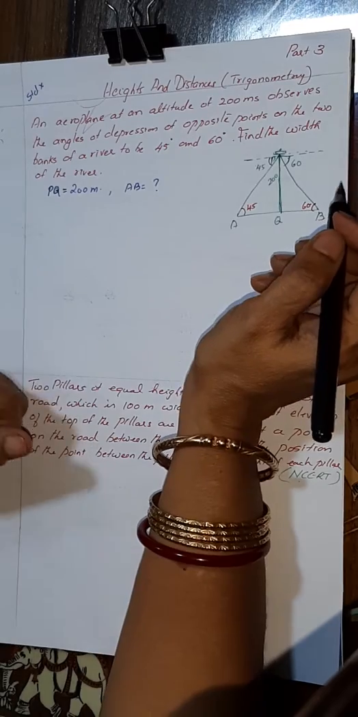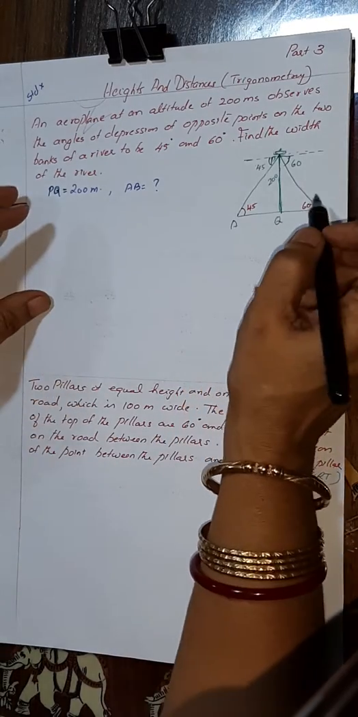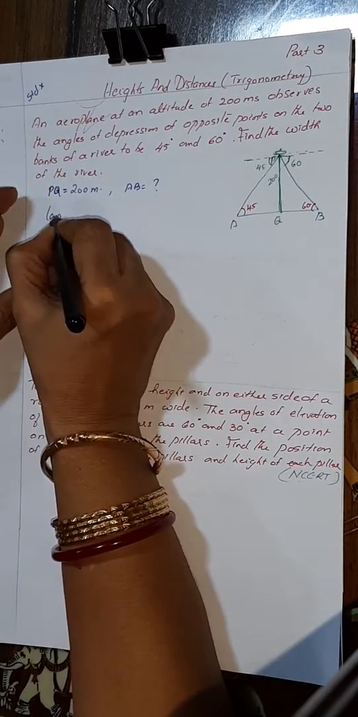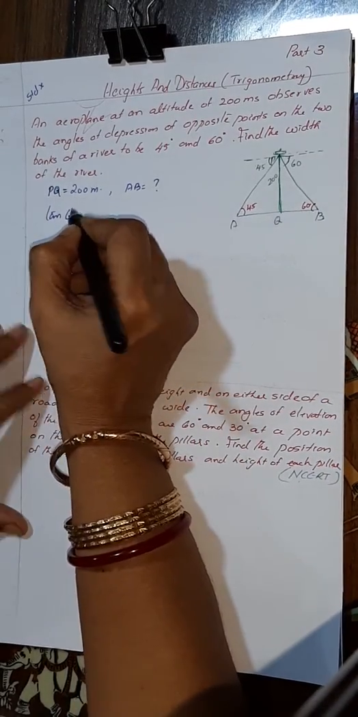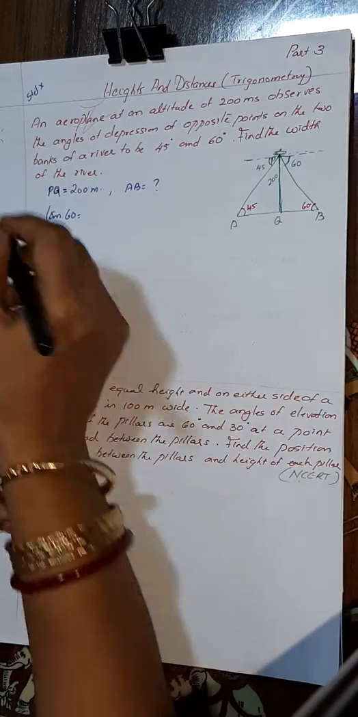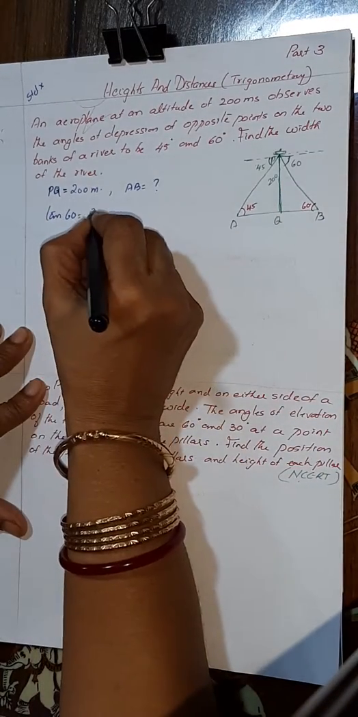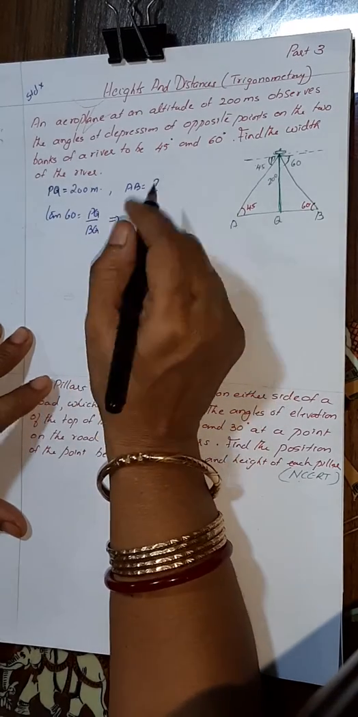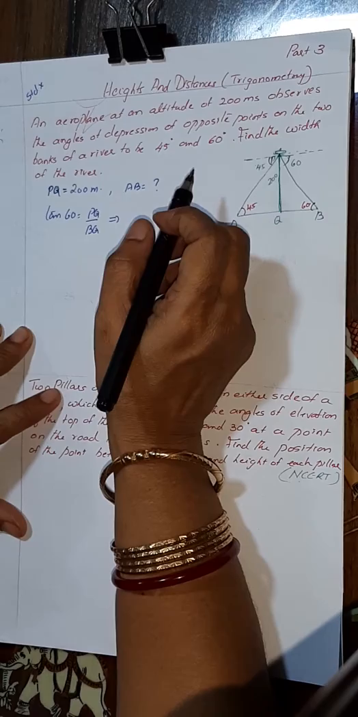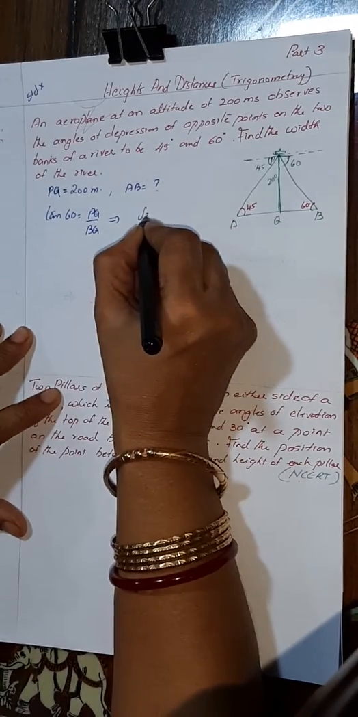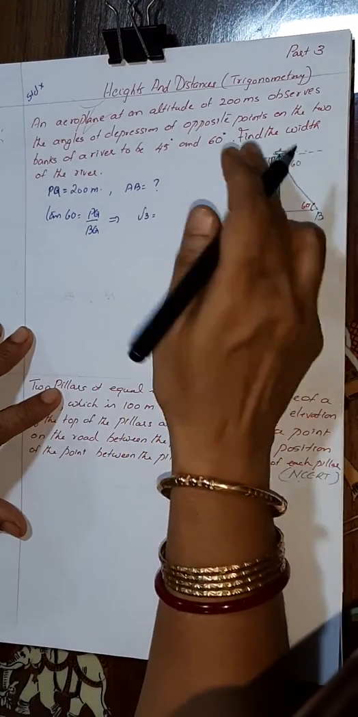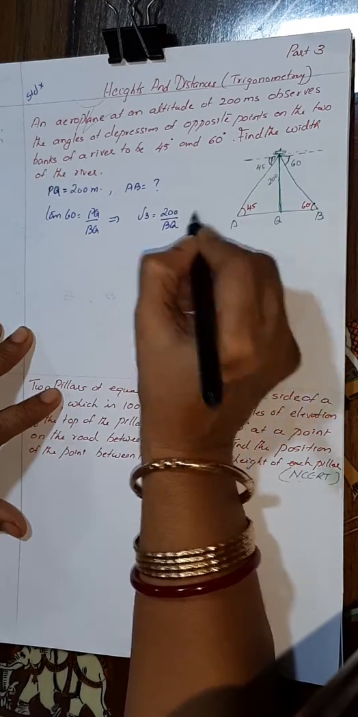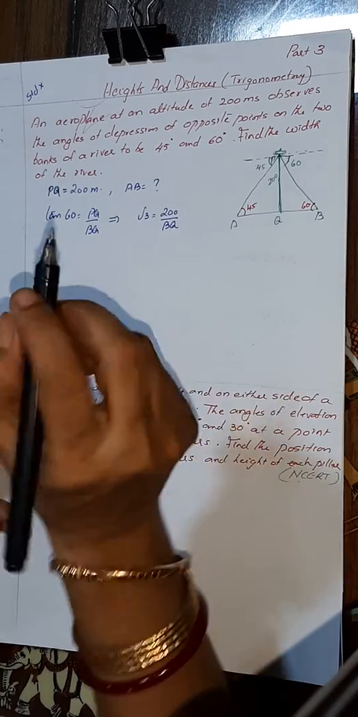So now we will take tan 60. Tan 60 is equal to opposite side by adjacent side. So PQ by BQ. So from this you will get tan 60 is equal to root 3, and PQ is 200. So 200 by BQ. So BQ is equal to 200 by root 3.